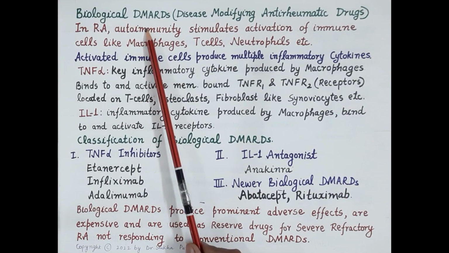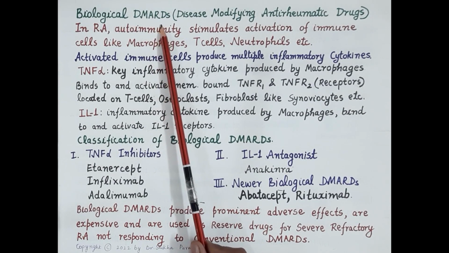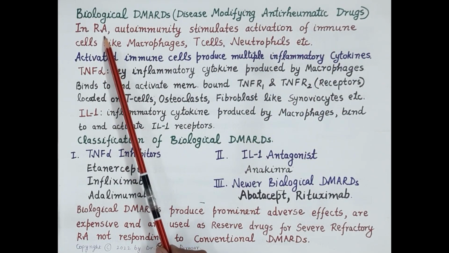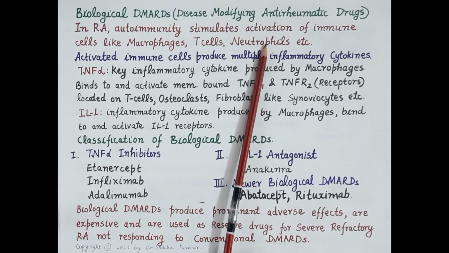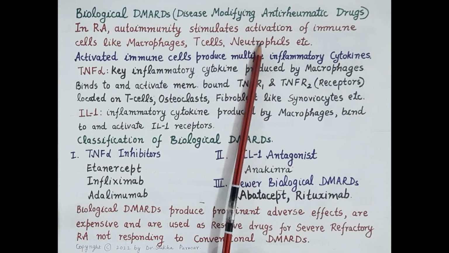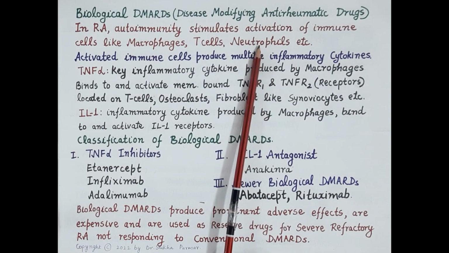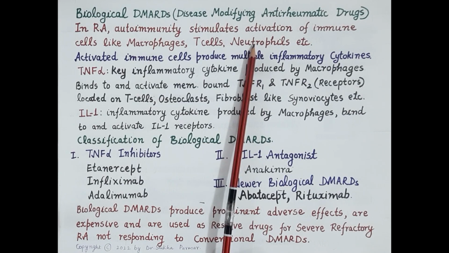Hello students, in today's video we are going to discuss pharmacology of biological DMARDs, where DMARD stands for disease modifying anti-rheumatic drugs. Now as we all know, rheumatoid arthritis is an autoimmune disease. Immune cells like macrophages, T cells, neutrophils protect our body from toxins, noxious substances, infections, etc. But in rheumatoid arthritis, these immune cells attack healthy tissues of the joints, produce pain and inflammation, and as the inflammation progresses, there is destruction of bone and cartilage.